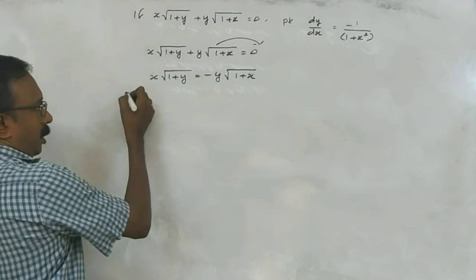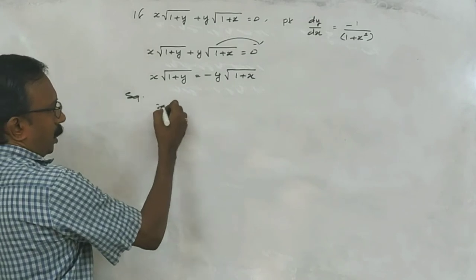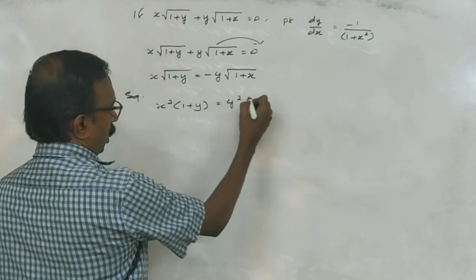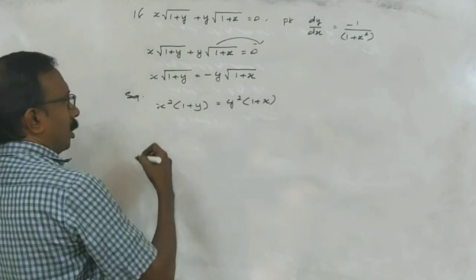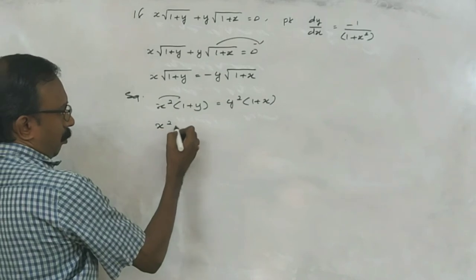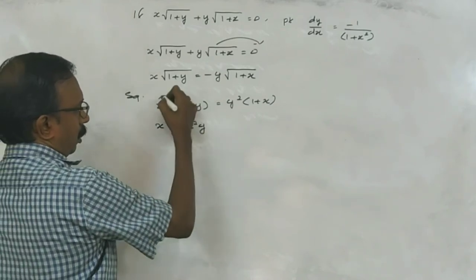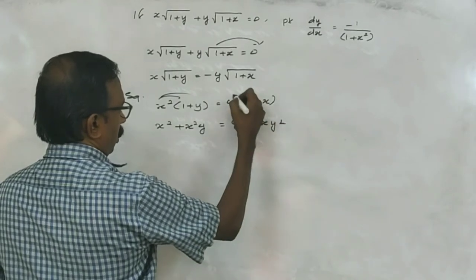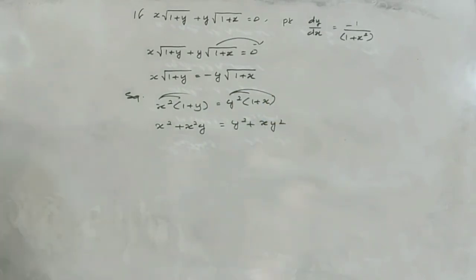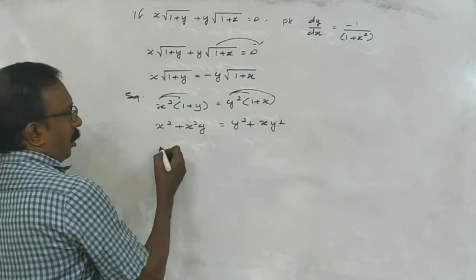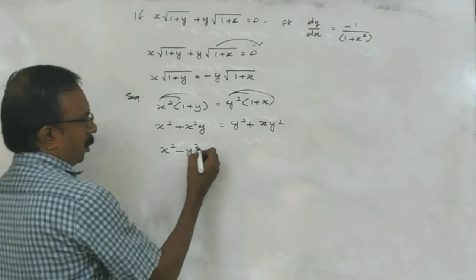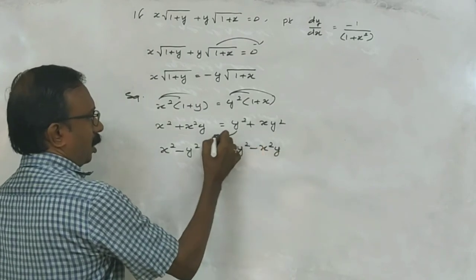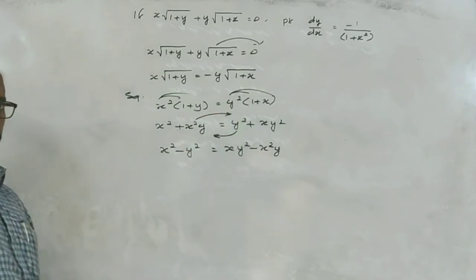Now, squaring both sides, x square into 1 plus y, minus becomes plus y square into 1 plus x. Now, removing the bracket, x square plus x square y is equal to y square plus x y square, isn't it? Now, x square minus y square is equal to x y square minus x square y. Y square comes to LHS and this goes to RHS.